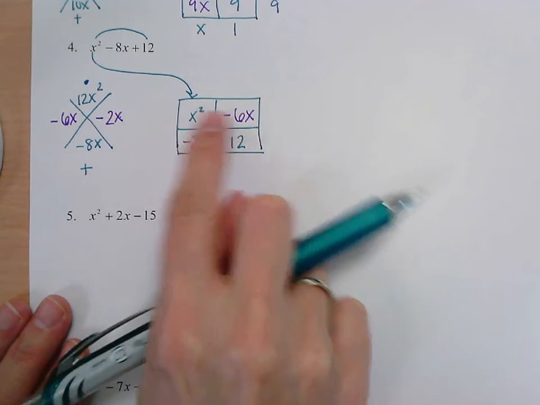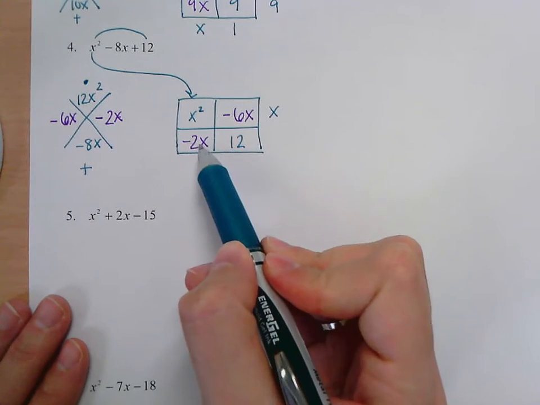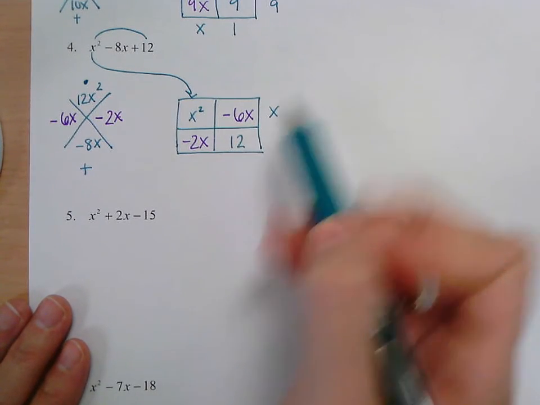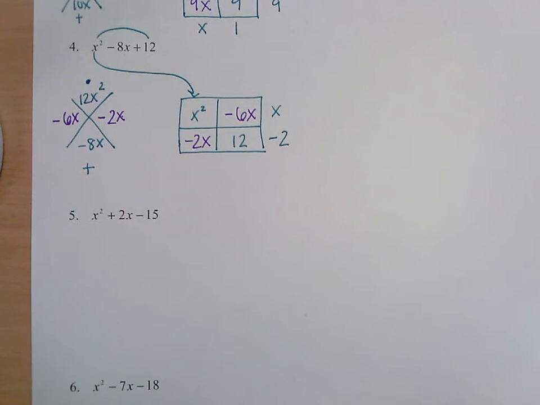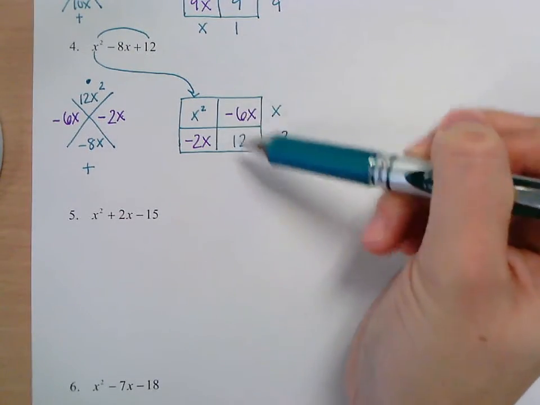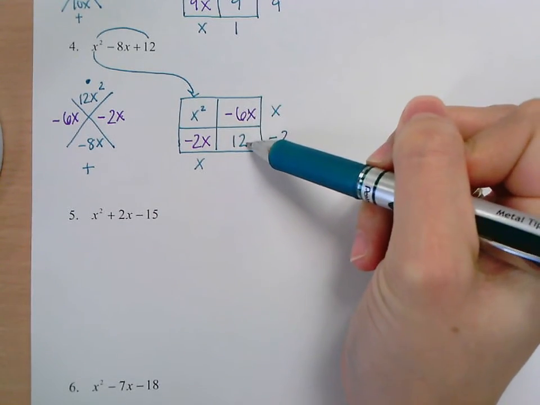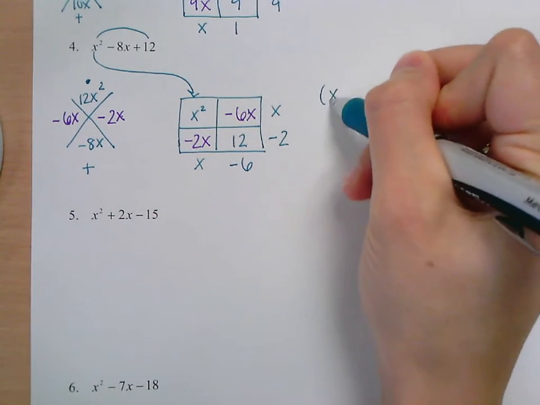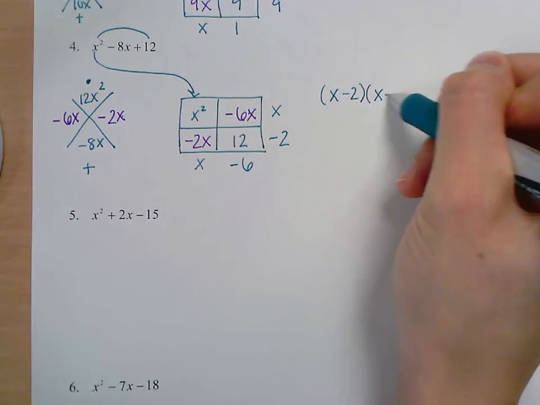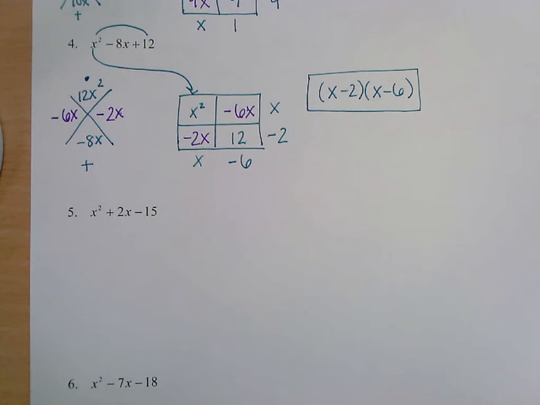Okay, so now across the top row, x squared and negative 6x, what do they have in common? X. What about negative 2x and positive 12? Good. So because that first one is negative, you take out the negative 2. Now down the columns, x squared and negative 2x. Take out an x. Negative 6x and positive 12. Take out the negative 6. So it would be x minus 2 times x minus 6. Okay, questions there?